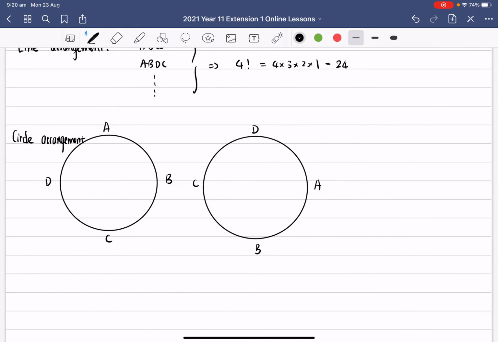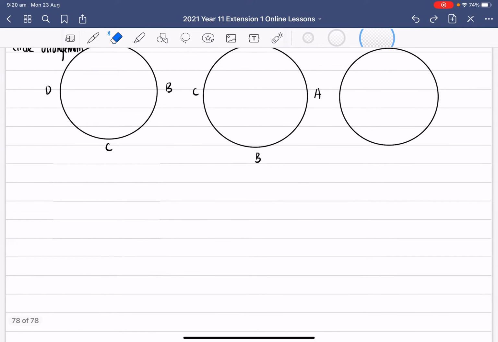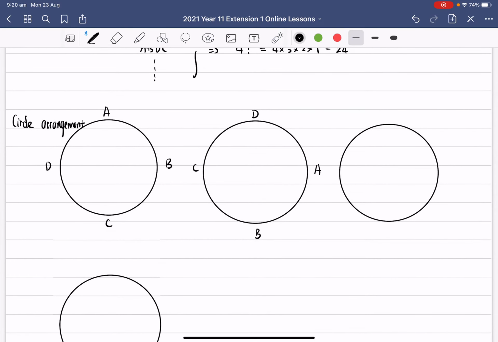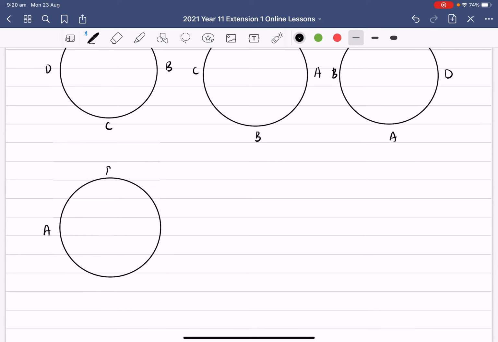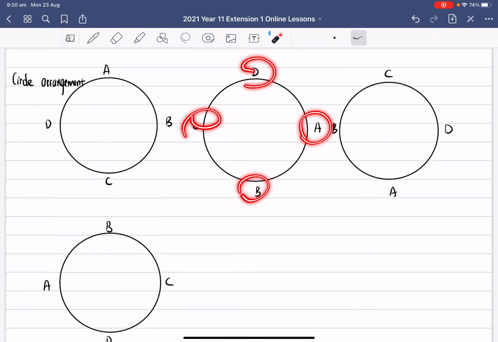Now we can continue this process by creating another 2 circles, of the same size. You can rotate the circle clockwise by another 90 degrees, where A is here, B is here, C and D. And then we can have A, B, C, and D again. If you look at these 4 arrangements, they're considered to be the same arrangement. No matter how you rotate A, B, C, D on the circle, it is still the same arrangement.